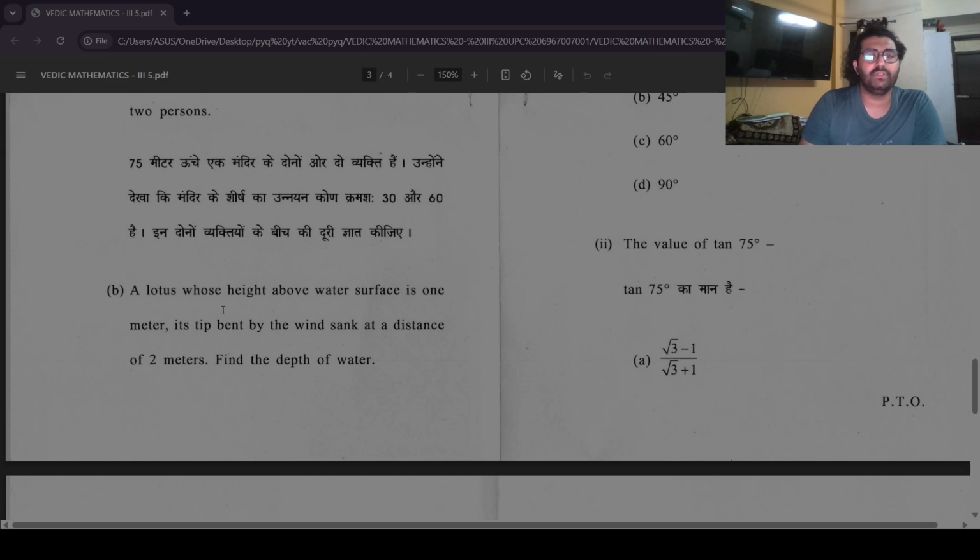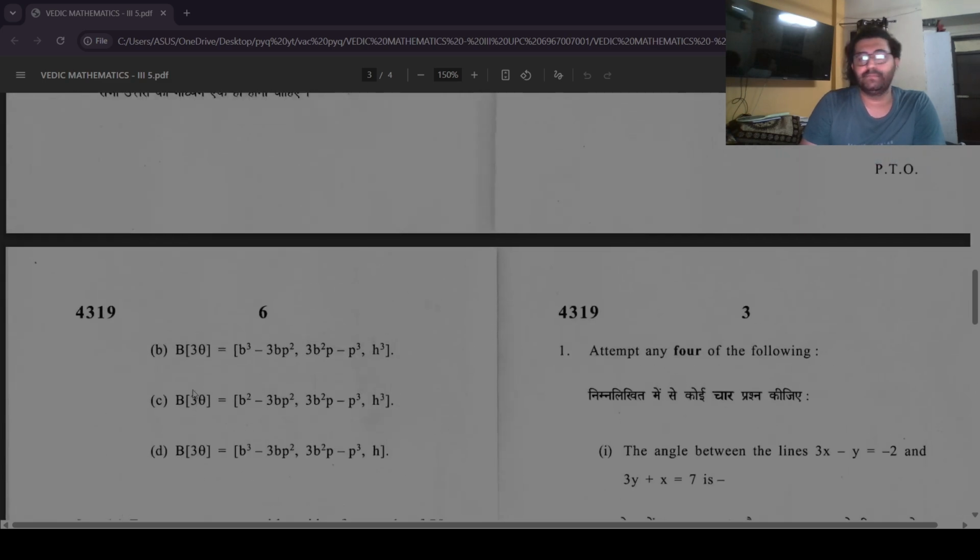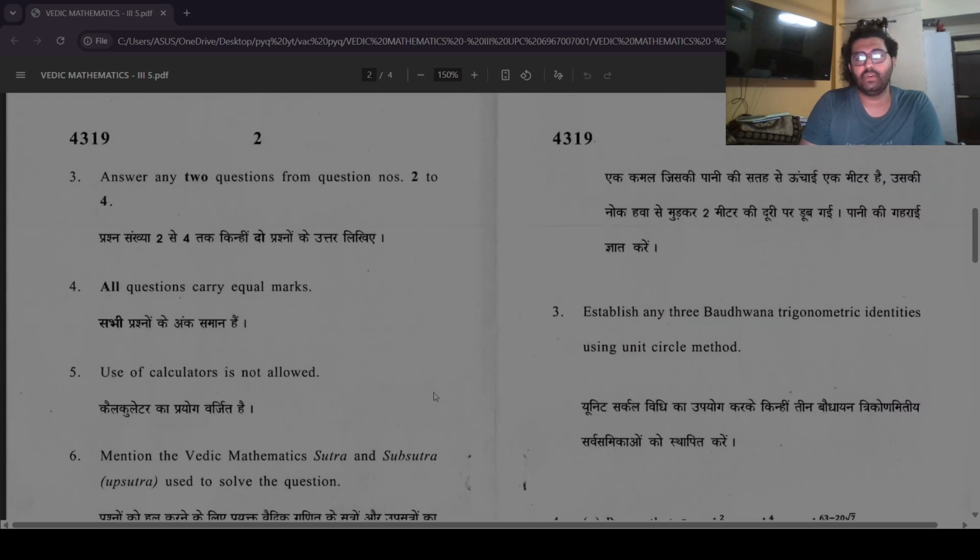B. A lotus whose height above water surface is 1 meter and its tip bent by the wind sank at the distance of 2 meters. Find the depth of the water. Question number 3. Establish any three Baudhayana trigonometric identities using unit circle method.